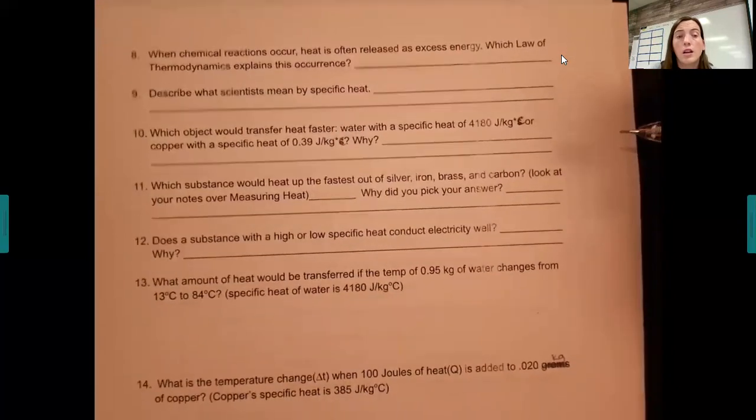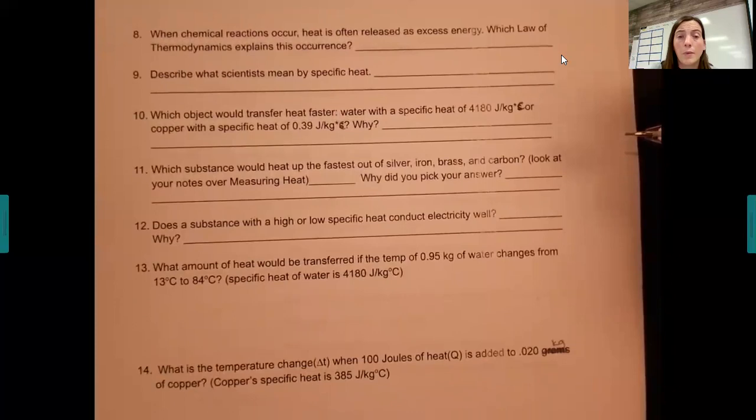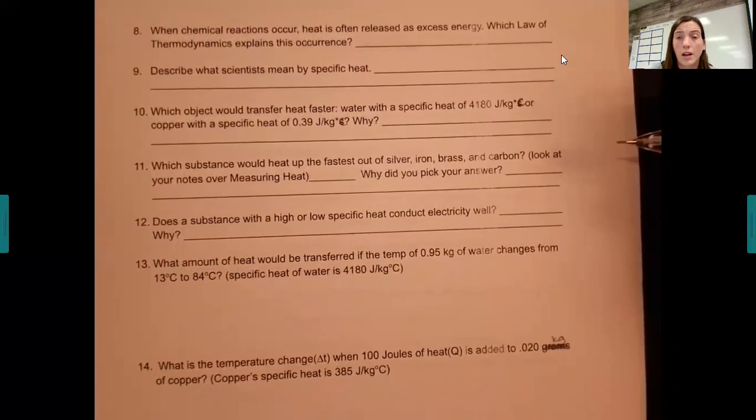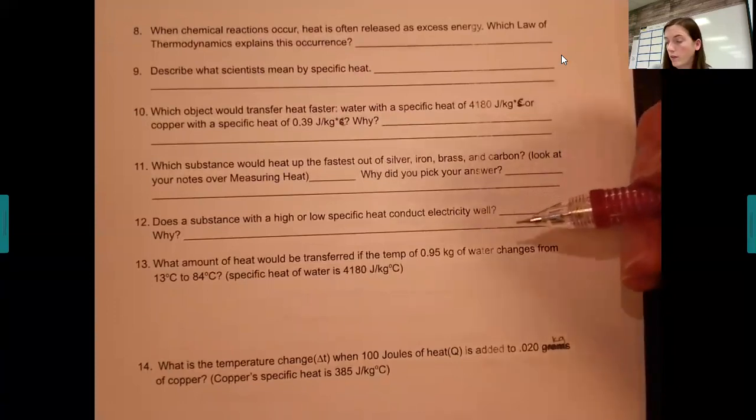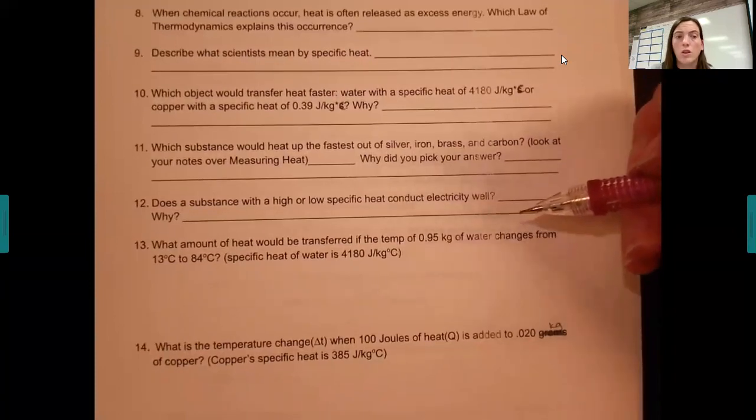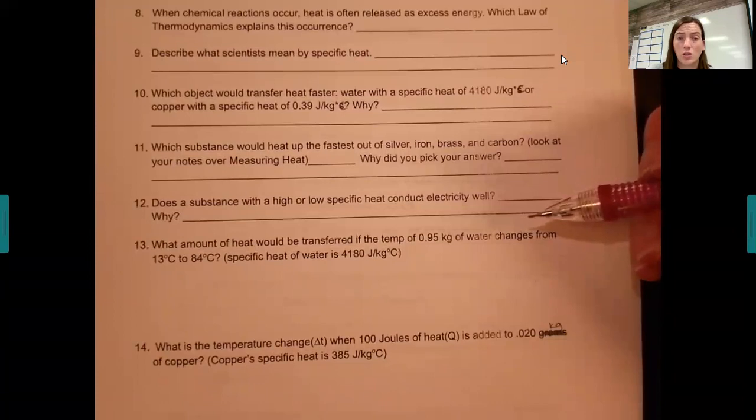All right. Number 11, which substance would heat up the fastest out of silver, iron, brass, and carbon? I'm actually not going to answer this one for you. Look at your notes over measuring heat. It has all the specific heats listed there. Tell me which one's going to heat up the fastest and why. All right, number 12, why does a substance with a low specific heat conduct electricity well?